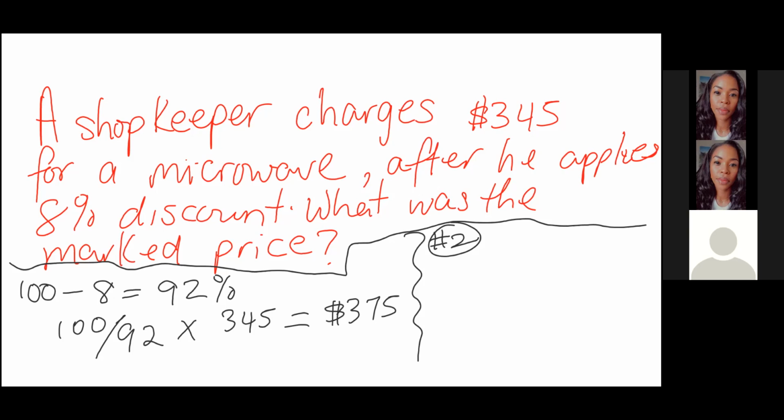So you subtract your discount the same way and you put the 100 now because this is what you want. So the 100 represents the marked price, the 92 represents the discounted price. Whichever one you're looking for is the one that you put at the top. Whichever variable you are looking for, that's the one you put at the top. So you're looking for the marked price, so you put the 100 at the top. If you're looking for the discounted price, you're going to put the 92 at the top. Yeah?